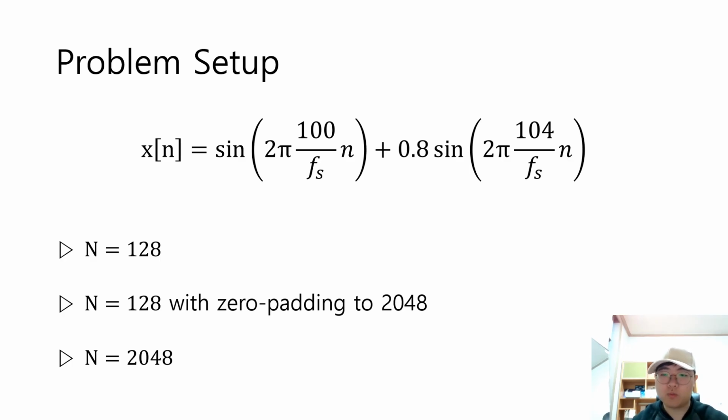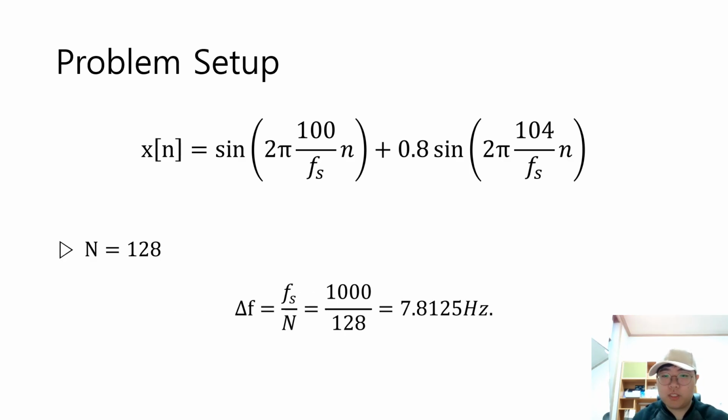First, we can generate the signal using only 128 samples. The frequency resolution is 7.81 Hz, but the difference between the two frequencies is only 4 Hz. So in this case, the FFT cannot clearly separate the two frequencies, and the spectrum shows one broad peak near 100 Hz.